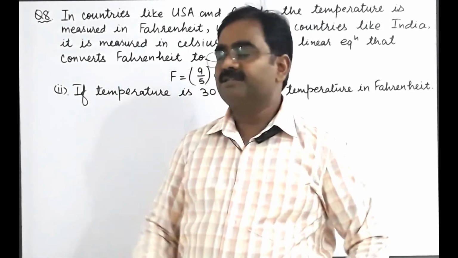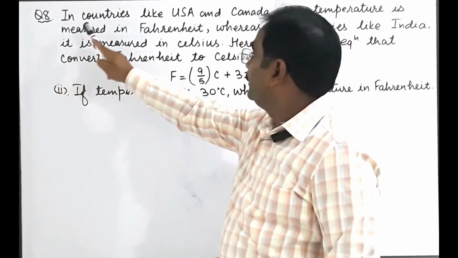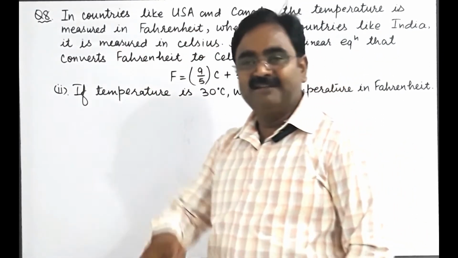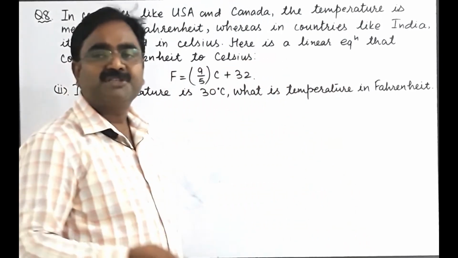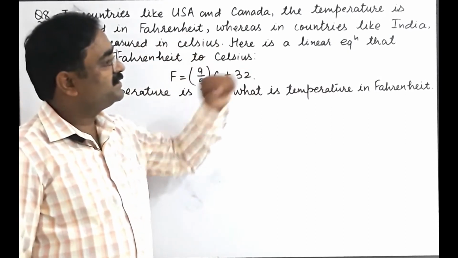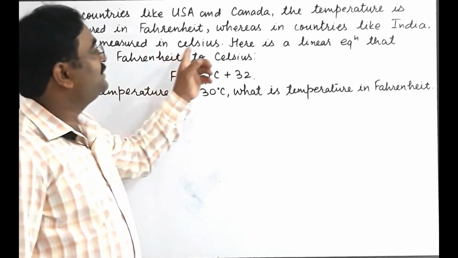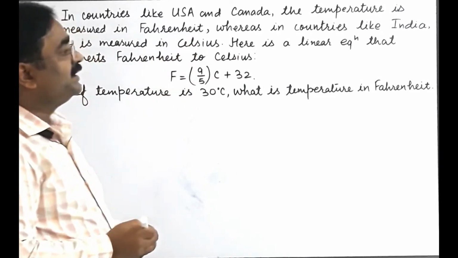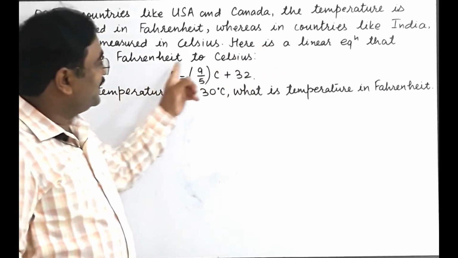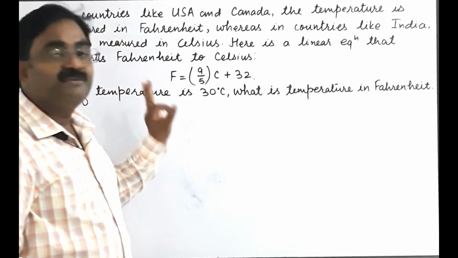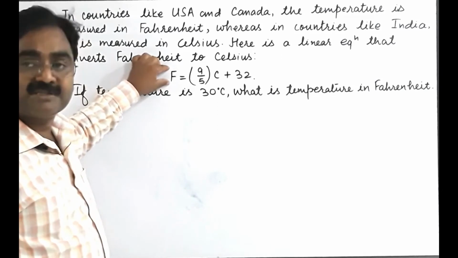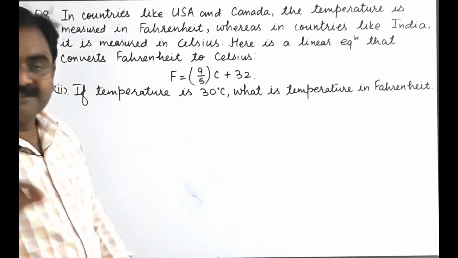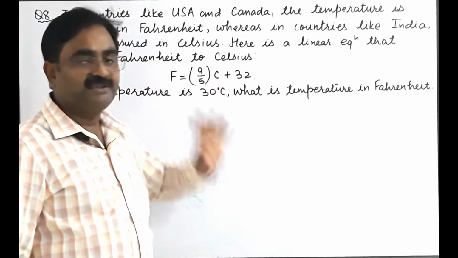Okay friends, let's see the next one. It is sum number 8. In countries like USA, Canada, the temperature is measured in Fahrenheit. In foreign countries, mostly they are measuring the temperature in Fahrenheit, whereas in countries like India, it is measured in Celsius. Here is a linear equation that converts Fahrenheit to Celsius. This is the formula given, which is the linear equation in two variables. F represents the temperature in Fahrenheit, and C represents the temperature in Celsius. So F is equal to 9 upon 5 C plus 32.